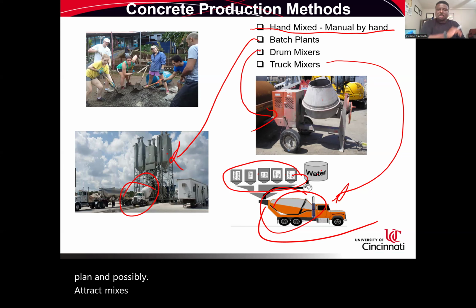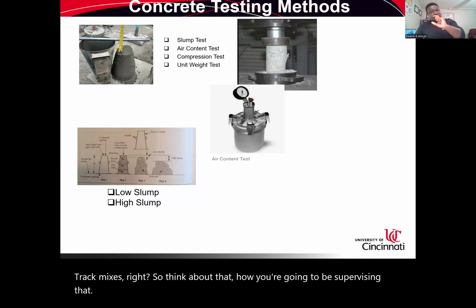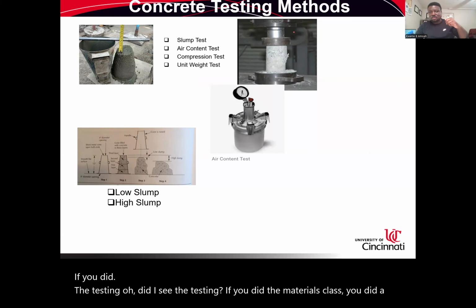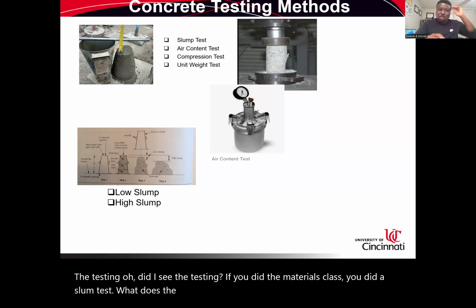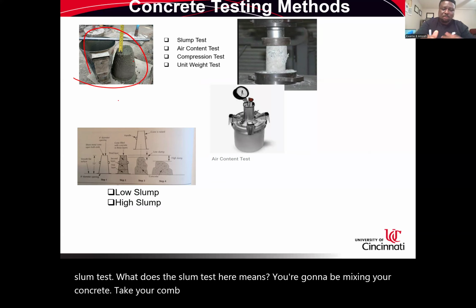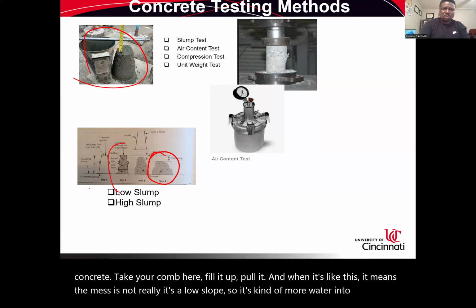So think about how you're going to be supervising that. If you did the materials class, you did a slump test. What does the slump test mean here? You're going to be mixing your concrete, take your cone here, fill it up, pull it, and when it's like this, it means the mix is a low slump, so it needs more water. You need something close to that.